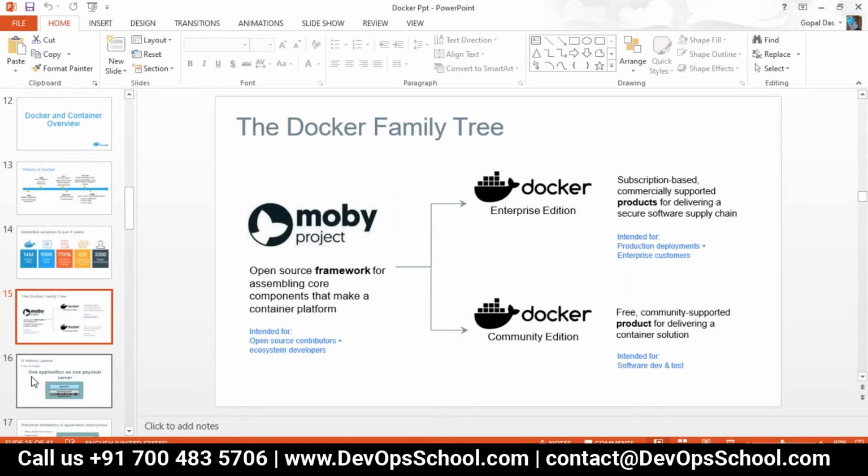Docker has two editions. One is enterprise, another is community. What is the difference between the enterprise and community edition? You get support, as well as image scanning. A security scan should be there. At the enterprise level, with DTR, Docker Trusted Registry, every image gets a security scan.